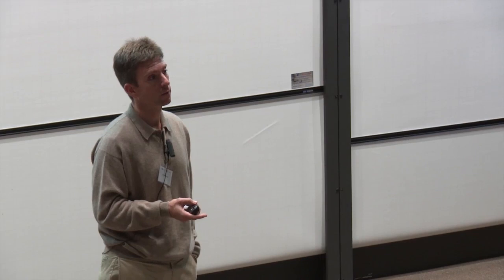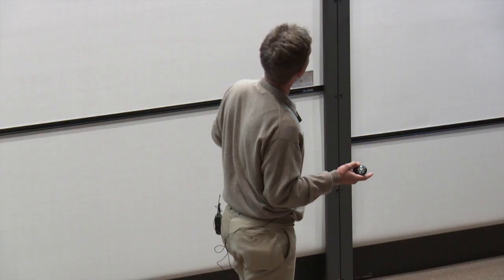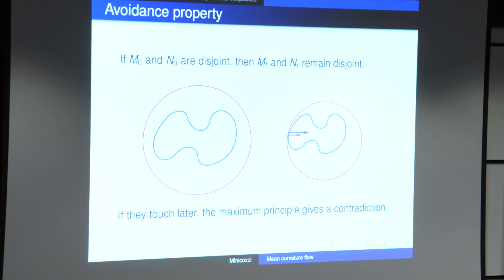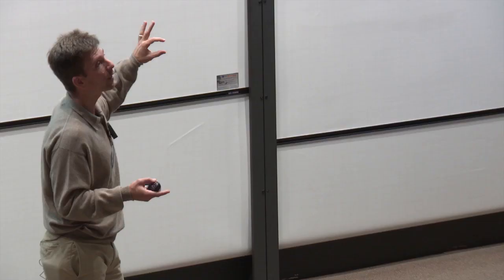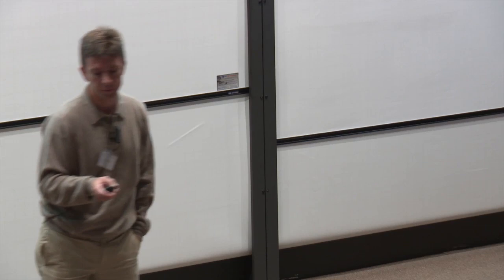The reason for this is, this picture shows you schematically why you would have a problem if they didn't remain disjoint. On the left, you have the initial configuration, and the blue and the red both start flowing. If the red did catch up to the blue, then because the blue one is inside, the blue one has to be more curved, which means the blue one is moving at a higher speed. But if it's moving at a higher speed, the red one could not have caught up, and so you would get a contradiction. So this is the parabolic maximum principle.